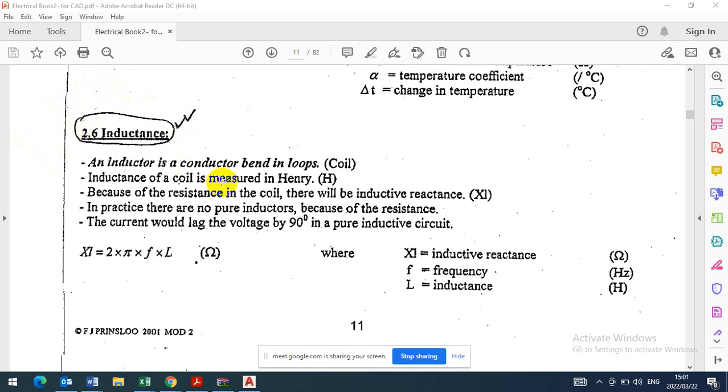An inductor is called a coil or a loop. You've seen wires that are coiled on any electric circuit. When you see a wire that looks like a coil, that is not a resistor. That one is an inductor. Any wire you see in any electric circuit bending like that is an inductor. And the purpose of an inductor on any electric circuit diagram is to store magnetic field or to help in the production of magnetic field.